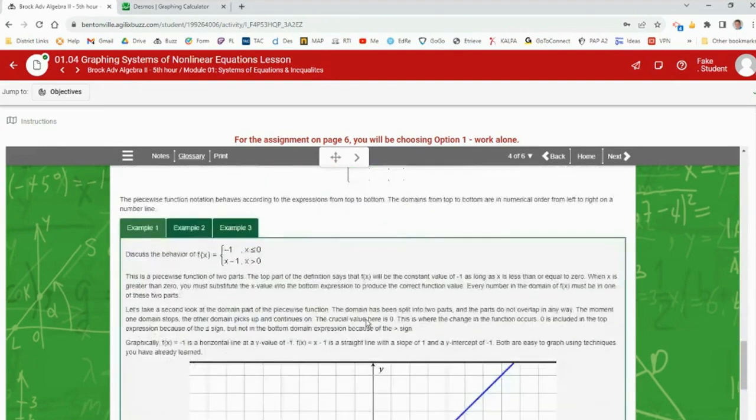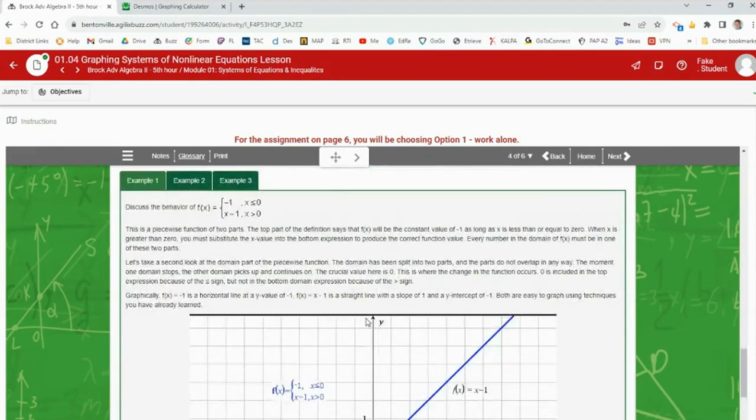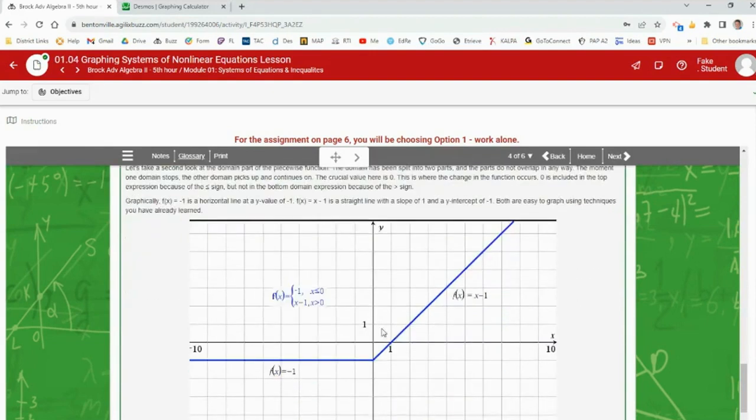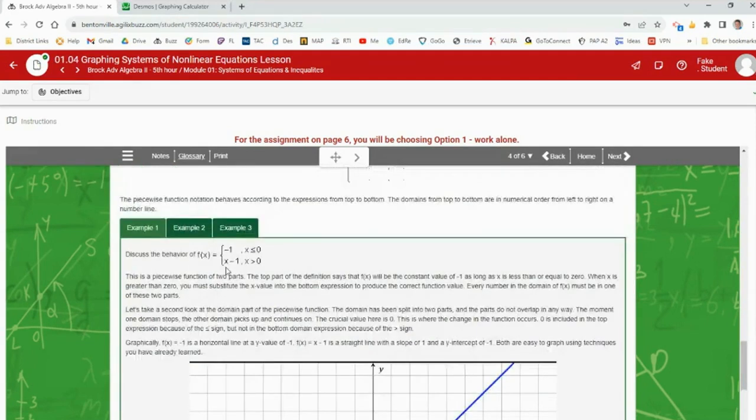All right, so there are some more examples that you can go through and look at on how to graph it and discuss the behavior. This is a piecewise function. Let's talk about a piecewise function real quick. All right, let me write this one down. Piecewise is something we don't spend a lot of time on in algebra, so I'm sure you need a review of that. -1, x is less than or equal to 0, and x minus 1 when x is greater than 0.